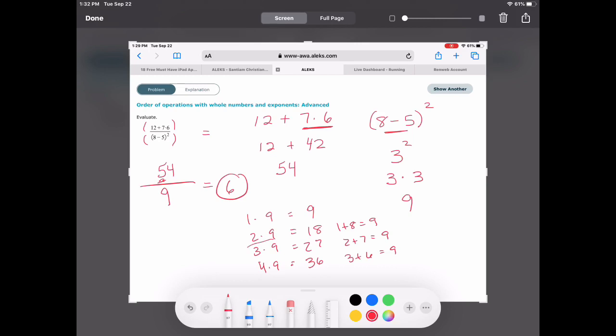Notice that when it's 2 times 9, it starts with a 1, and when it's 3 times 9, it starts with a 2, and when it's 4 times 9, it starts with 3. It's always 1 less. Anyway, that's a side note. Answer is 6.